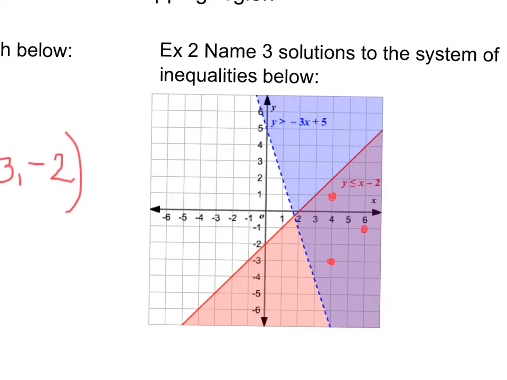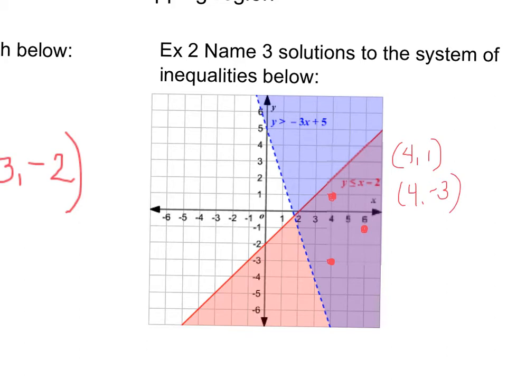So my first solution is, it looks like I go over from the origin over 4 and up 1. So I'm going to go ahead and say that's 4, 1. And my next point right here looks like, again, I go over 4, but now I go down 1, 2, 3. So I also have 4, negative 3.